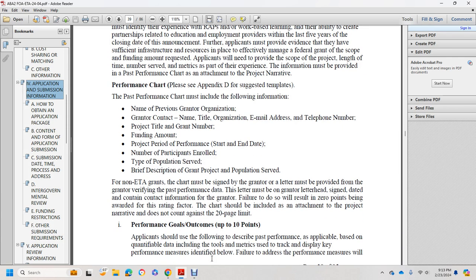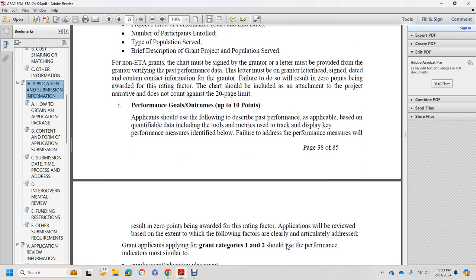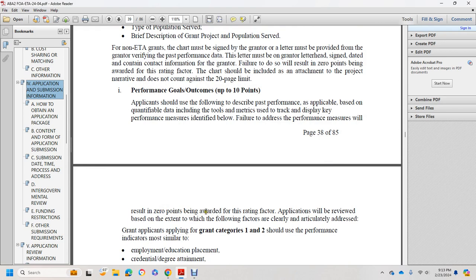Alright, 1. Performance goal outcomes, 10 points. Applicants should use the following: describe the performance as applicable based on quantifiable data, including the tool used to measure, track, and display key performance measures identified below. Failure to address the performance measures will result in 0 points being awarded for the rating factor. The application will be reviewed based on the extent to which the following factors are clearly articulated.